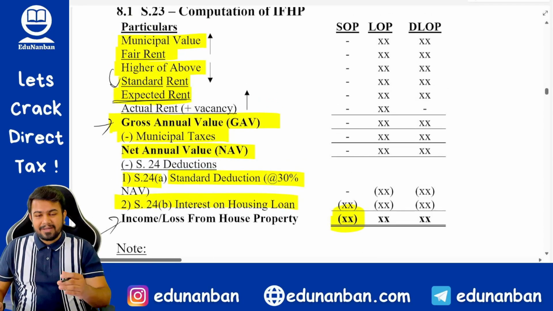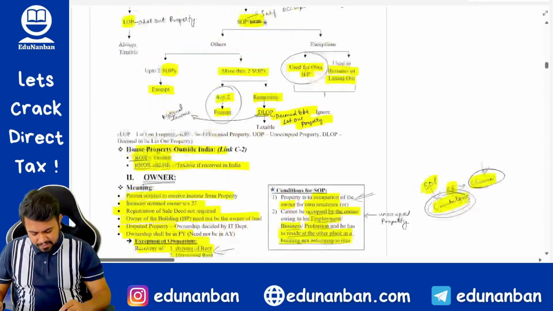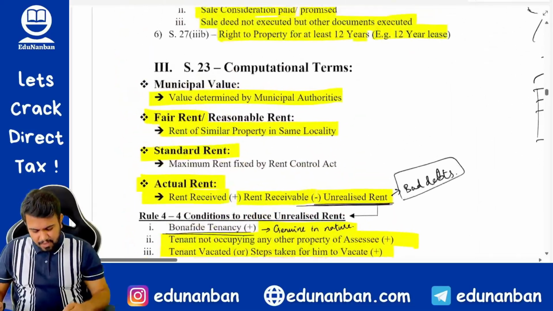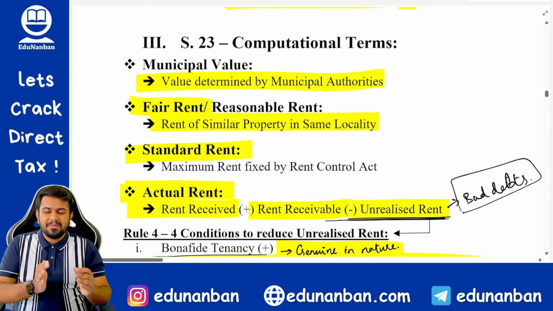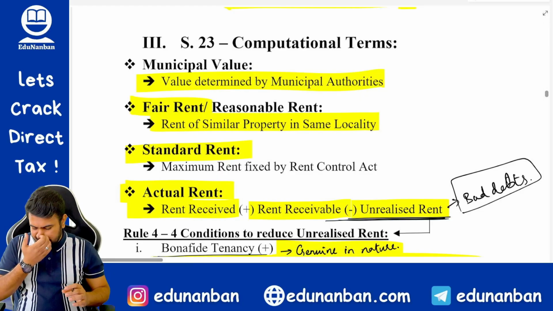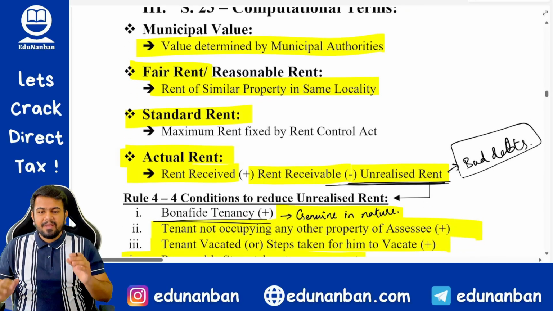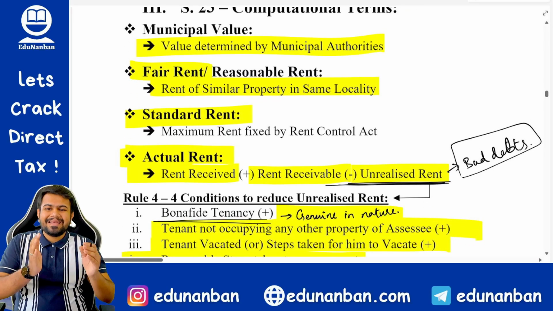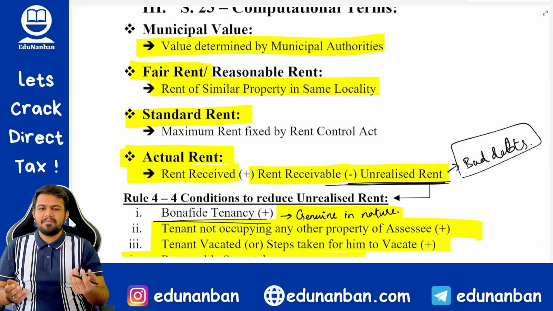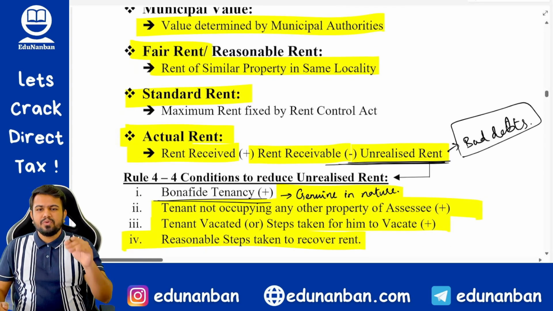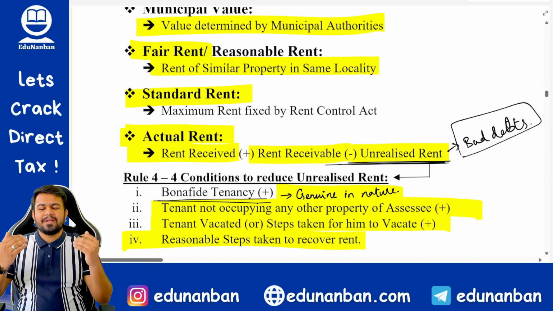Now let us see what is the meaning of these terms. Firstly, what is municipal value? Municipal value means the value of rent that is decided by the municipal authority. Next, sir, what is fair rent? Fair rent, or it is also called reasonable rent, means the rent of a similar property in the same area. Okay, these two you are only going to compare and you are going to take the higher value.